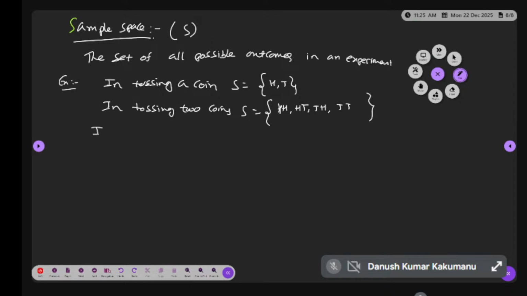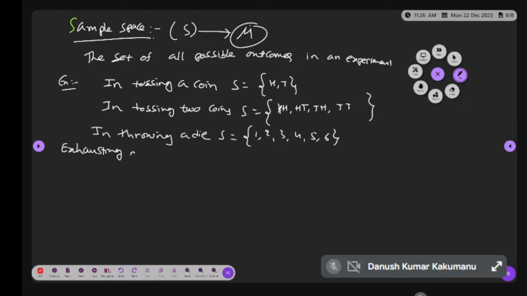In throwing a die, what is the sample space here? 1, 2, 3, 4, 5, 6. In throwing two dice simultaneously, how many are there? 36. Set of 36. Is it clear to all of you? Sample point, sample space. This sample space S acts as mu in set theory. Mu means the universal set. Whatever we call sample space in probability language is the same as mu in set theory. You are understanding? Both are equal. Is this clear to all of you? Sample space definition. Next.